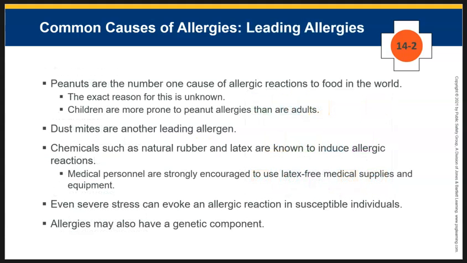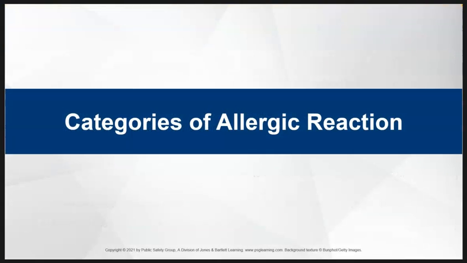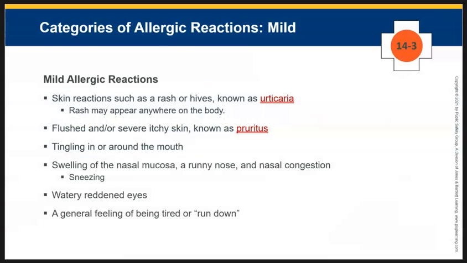Now, diving deeper into common causes, peanuts are the number one cause of allergic reactions to food in the world. Children are more prone to this allergy than adults. We also have other allergies to be mindful of, latex as mentioned on the previous slide, or things like dust mites or pollen in the air. We want to be mindful of the allergic reaction that results, and in some cases, allergies may have a genetic component. Now, categories of allergic reaction simply range from mild to moderate to severe.